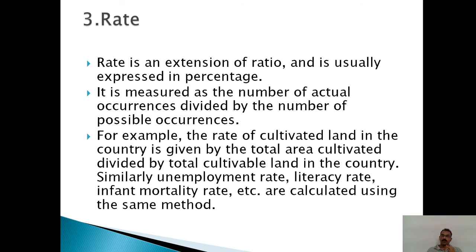Similarly, unemployment rate, literacy rate, infant mortality rate, etc. are calculated using the same method.